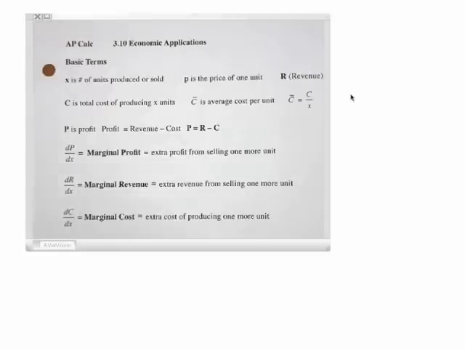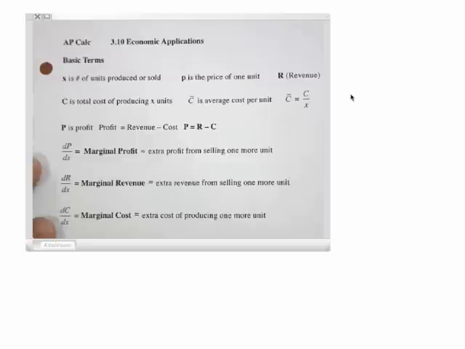Okay, this is AP Calculus, section 3.10, the last section of chapter 3. It's called Economic Applications. Basically, this is still going to be optimization type stuff. You're still trying to maximize or minimize a situation. It's just really problems involving money with economic stuff. So just some different applications of that. Profit, revenue, cost, trying to minimize costs, things like that.